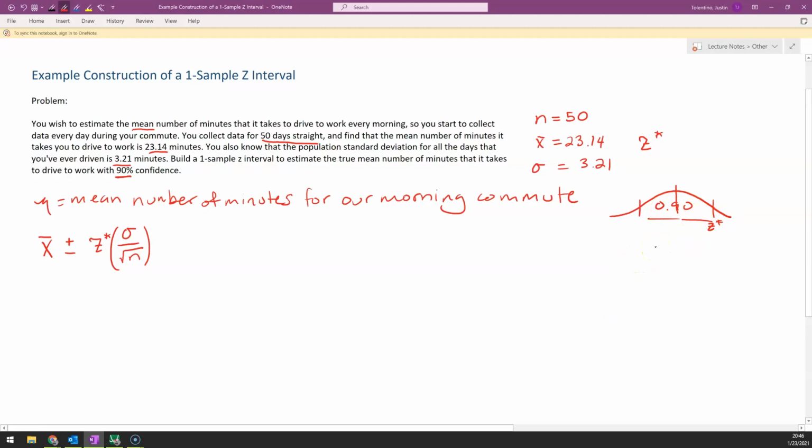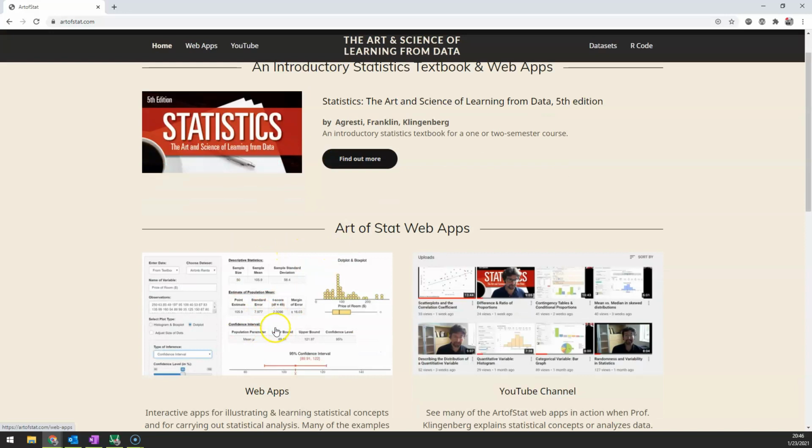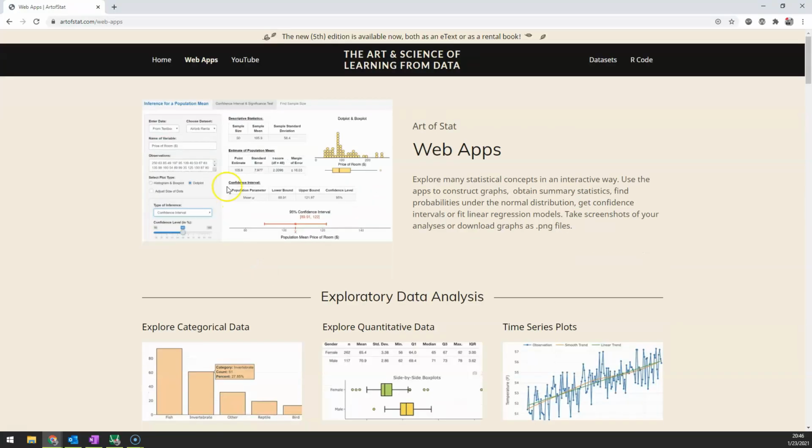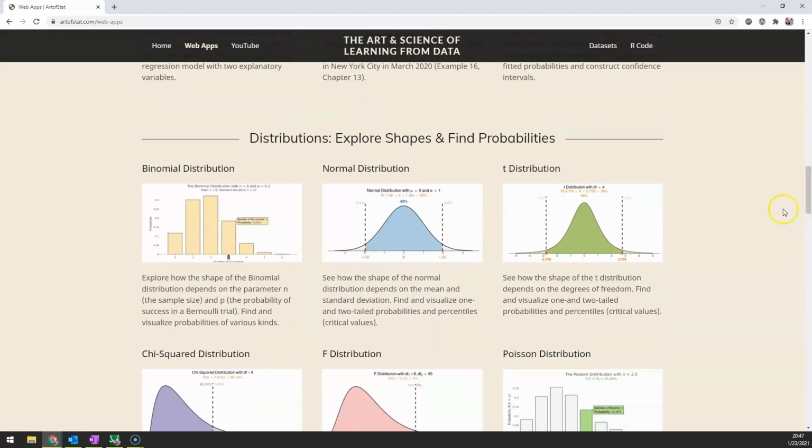So let's jump over to our calculator that we're going to use, which is the art-of-stat calculator. So on artofstat.com, you'll see that we have these web apps here. And so that's the one we're going to choose. Or you can always just go straight to artofstat.com/webapps. And we need the normal calculator for the normal distribution. So we'll scroll down till we get to our distributions. And we'll see that the normal distribution is right here. So this is the one we're going to select.